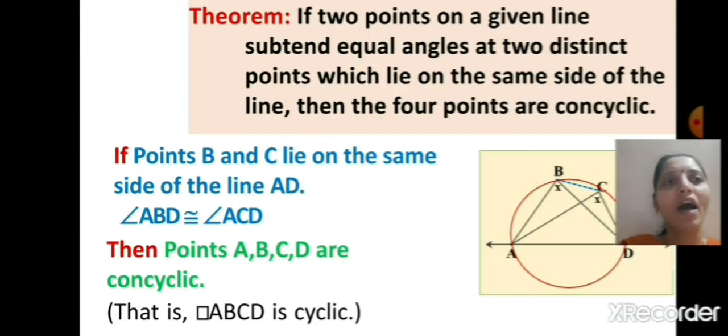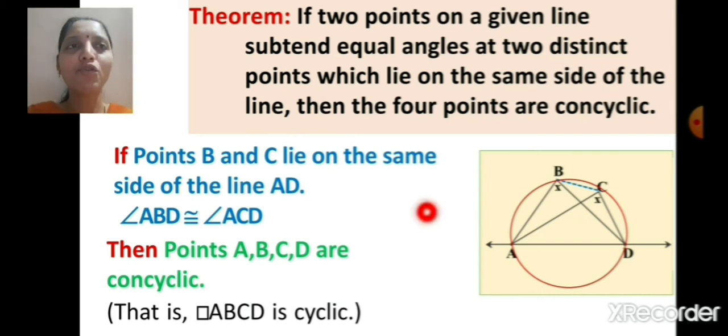After that, we have seen one more theorem. If two points on a given line subtend equal angles at two distinct points which lie on the same side of the line, then the 4 points are concyclic. If points B and C lie on the same side of the line AD, then angle ABD is congruent to angle ACD, and we can say that quadrilateral ABCD is a cyclic quadrilateral, and all these points are concyclic. So this is also very important. Based on this, challenging questions will be asked in your board exam.